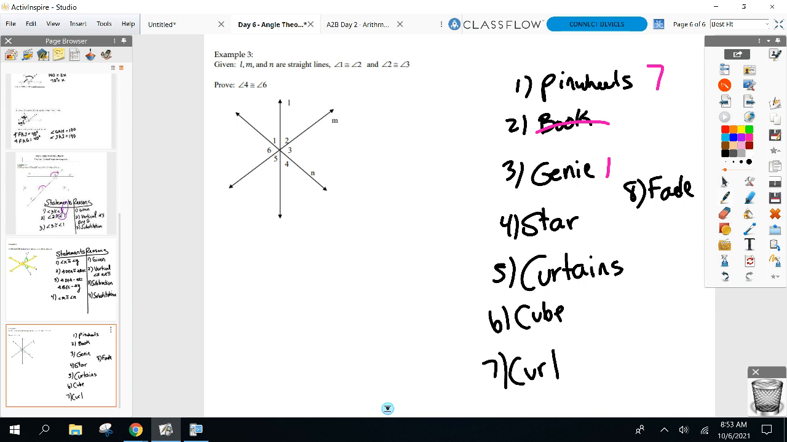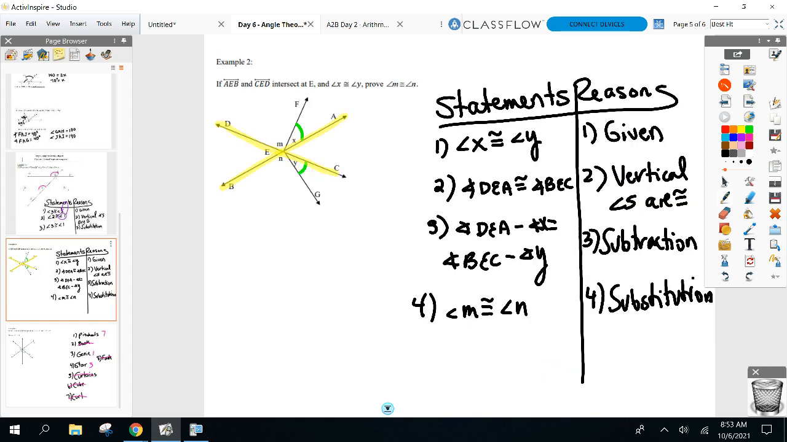Star. Curtains. All right. Cube. Curl. Fade. Okay, so pinwheels it is. We all know what pinwheels looks like, so there's no arguing. All right, I don't have any more slides after, so it's just going to go to a blank one. So I'm going to go to the one before right now. We do have a transition effect. All right, you ready? Promethean man or pinwheels equals no homework.